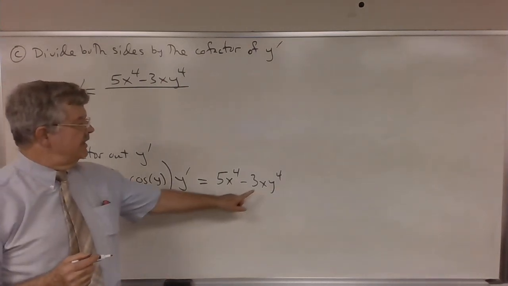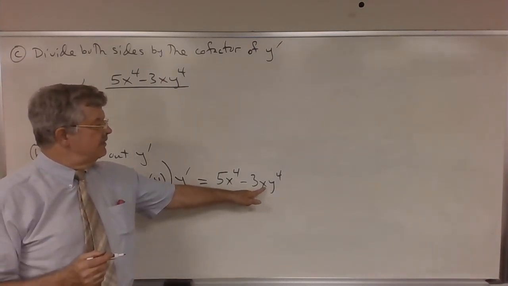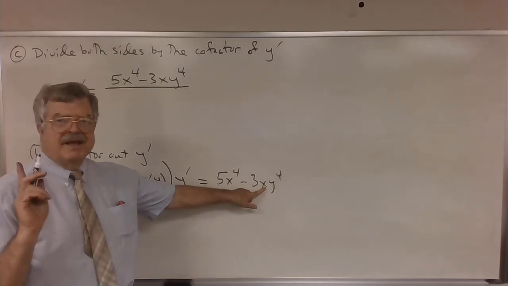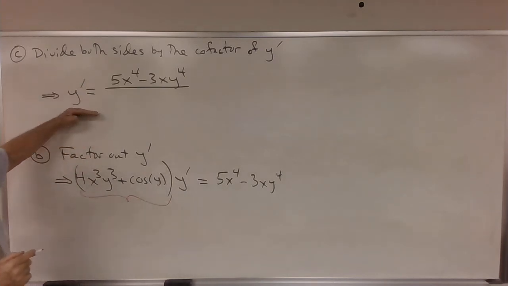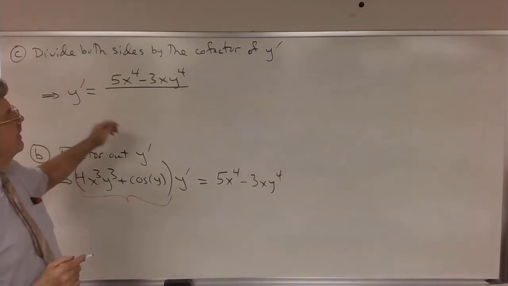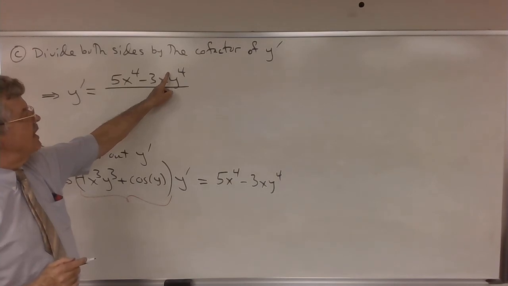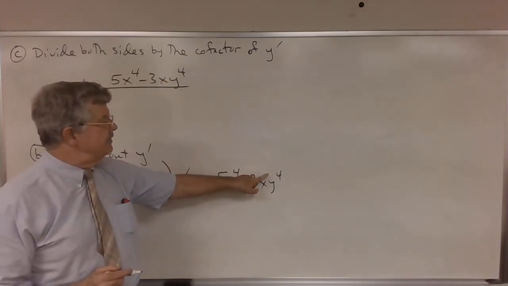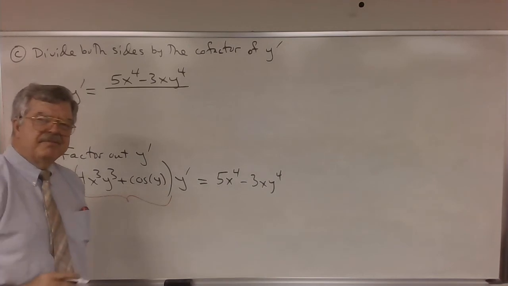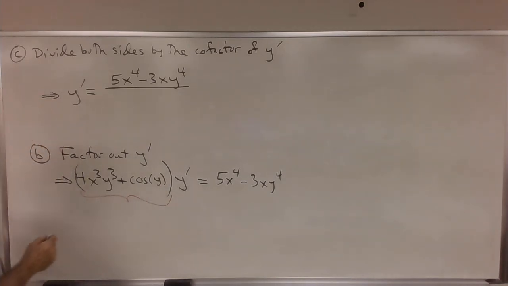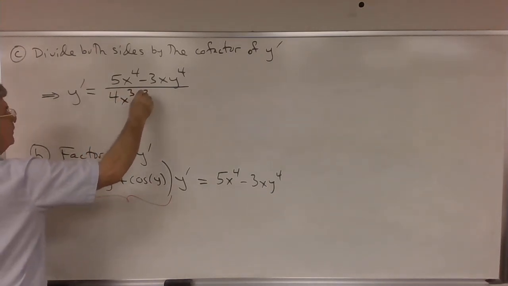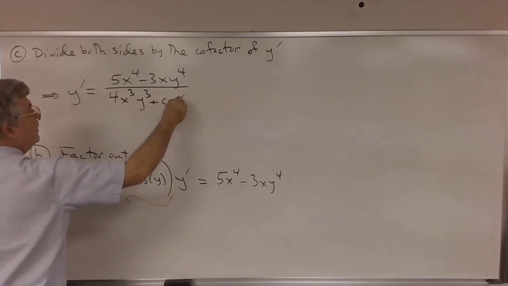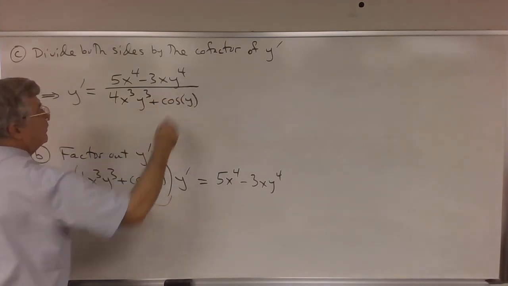You know what? Did I miss an exponent here? I'm betting this should be an x squared. If it is, make that correction. I don't have the work beforehand. I erased it, but I'm thinking this should probably be 3x squared, 3x squared. If it is, just make that correction, please. And divide both sides by the cofactor. Voila.